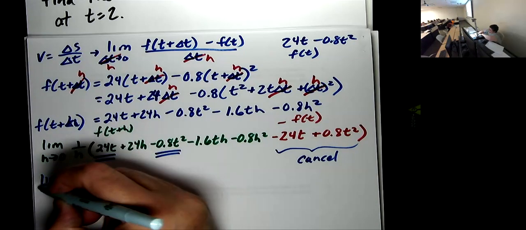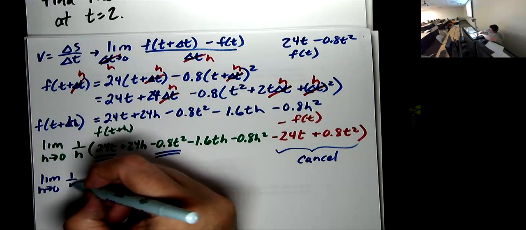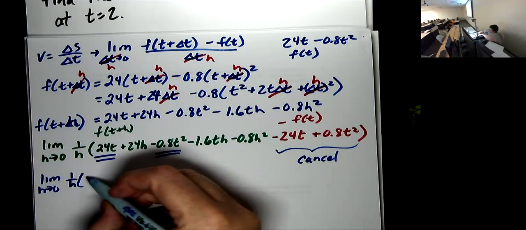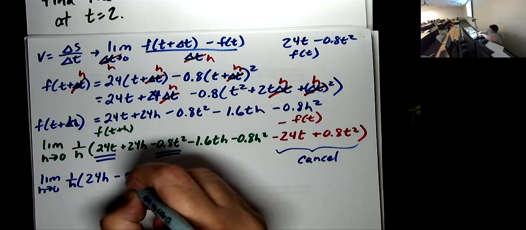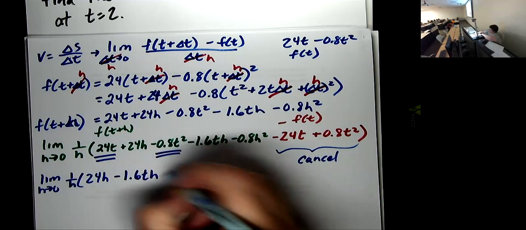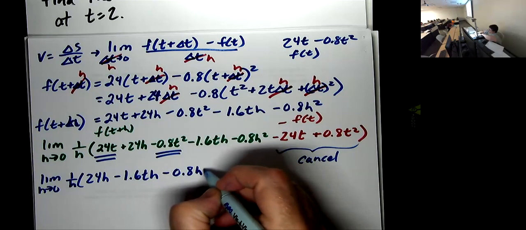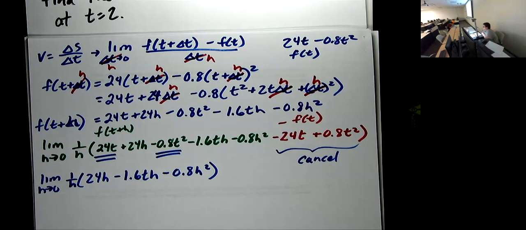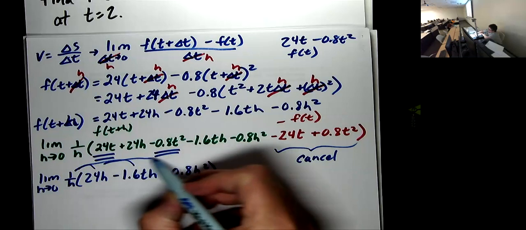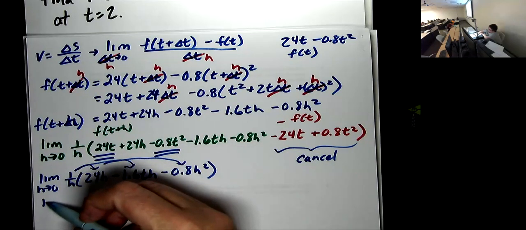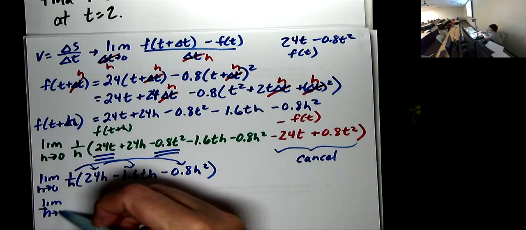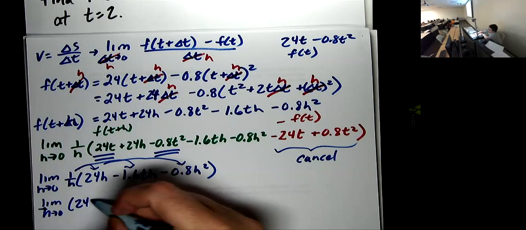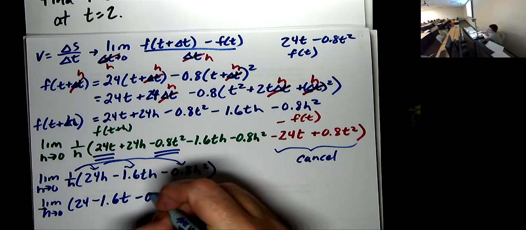So we have the limit as h goes to 0. We've got 1 over h. And we're left with 24h minus 1.6 th minus 0.8 h squared. I was factoring an h out earlier and canceling. Alternatively, you can multiply or distribute the 1 over h in. And we get the limit as h goes to 0 of 24 minus 1.6 t minus 0.8 h.